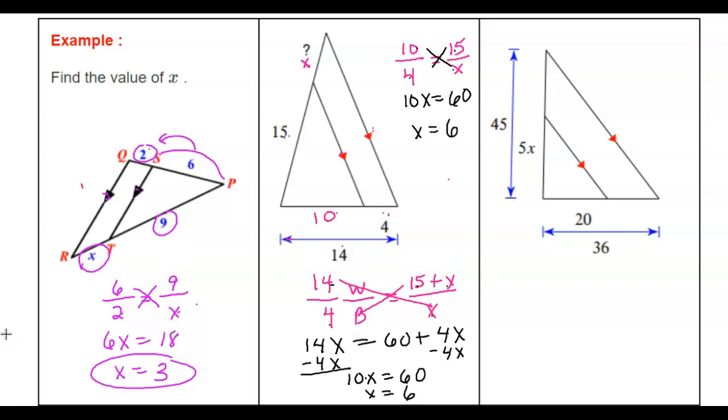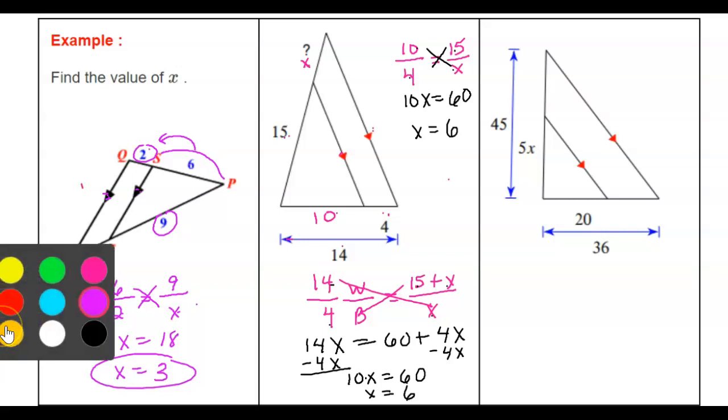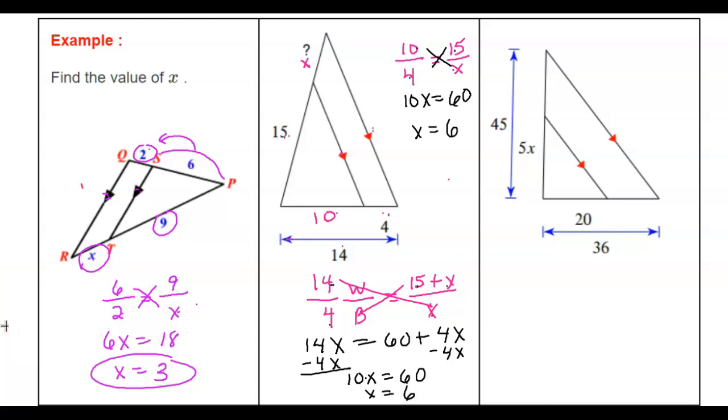All right, so let's look at the third example. Same idea, I can find these lengths or we can just use them. So I'm going to do top and whole. So I'll put equals. So the top portion is 20 and the whole portion is 36. The top portion is 5x and the whole portion is 45. And so because these are equal, we can cross multiply.